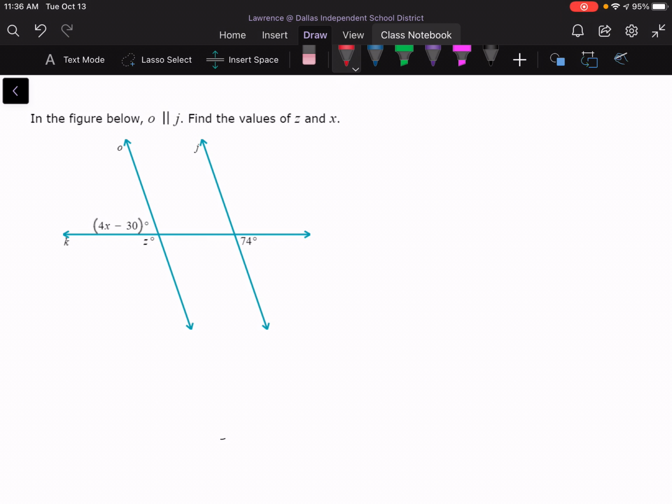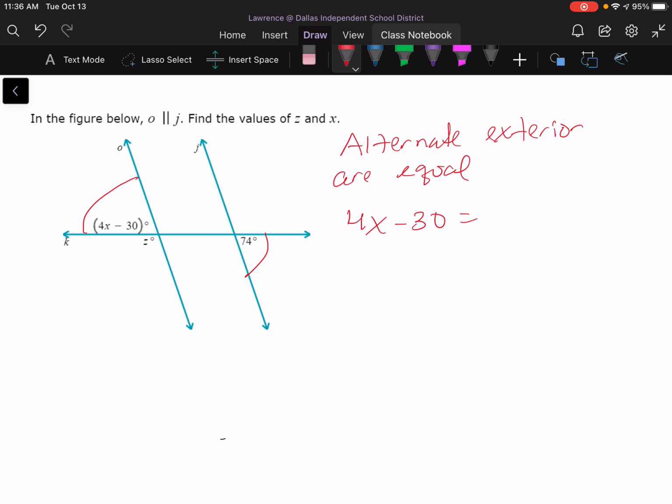So I'm going to start right here. I'm going to say, all right, these two angles right there are alternate exterior. And what I know about alternate exterior is that they are equal. So I'm going to come over here, I'm going to say, all right, 4x minus 30 equals 74. So there's my equation, and now I'm just going to work some quick algebra. I need to get x by itself, so I need to go ahead and deal with this minus 30 first. So I'm going to go ahead and do plus 30.